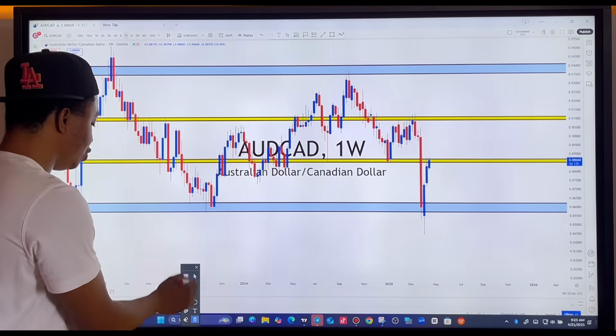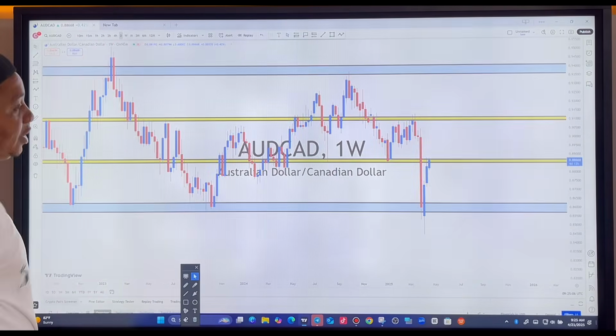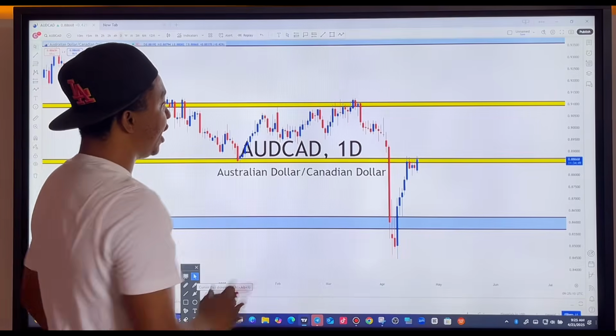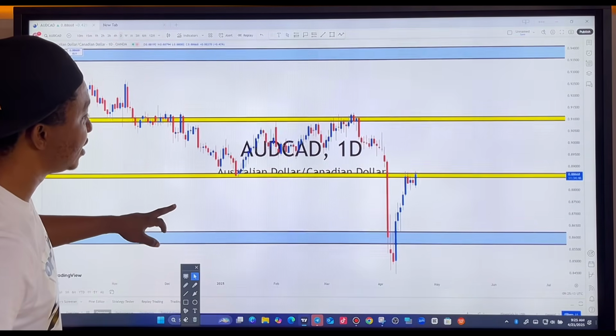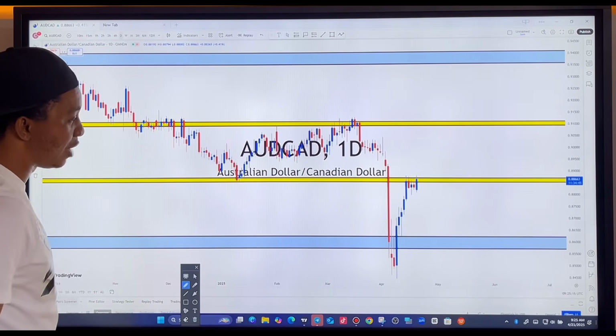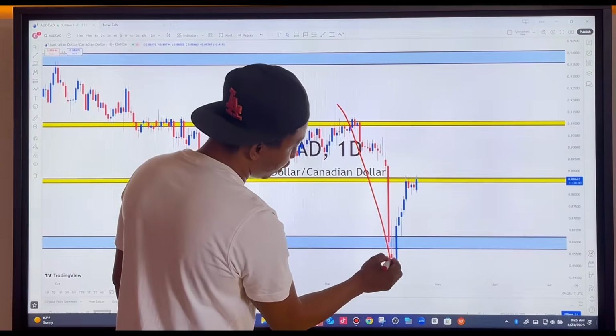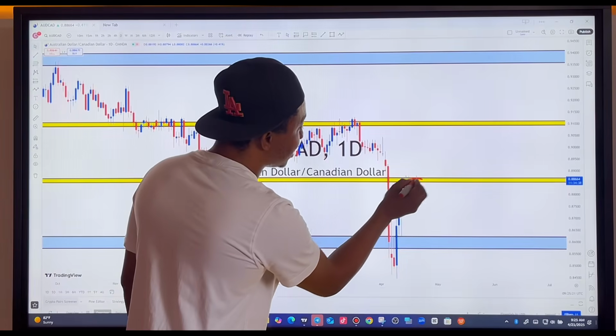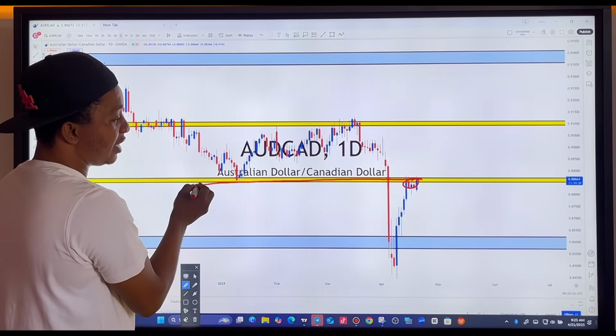Let's take it all the way to the daily time frame to add more meaning. This is the daily time frame of AUD CAD. Now on the daily time frame, we are seeing almost the exact same thing as we saw on the weekly time frame, which is this lower low and then this lower high. But remember, like I said, entry comes in above the weekly resistance level. Right?